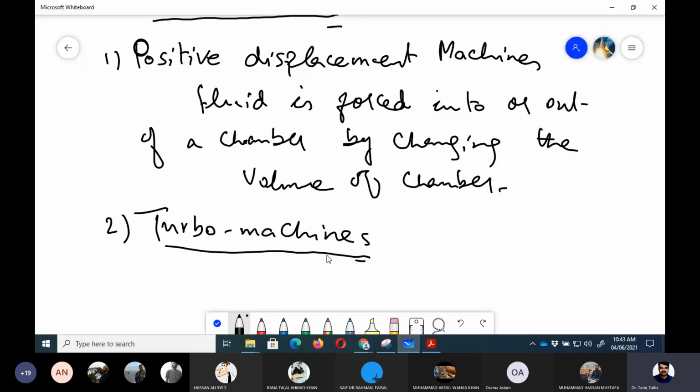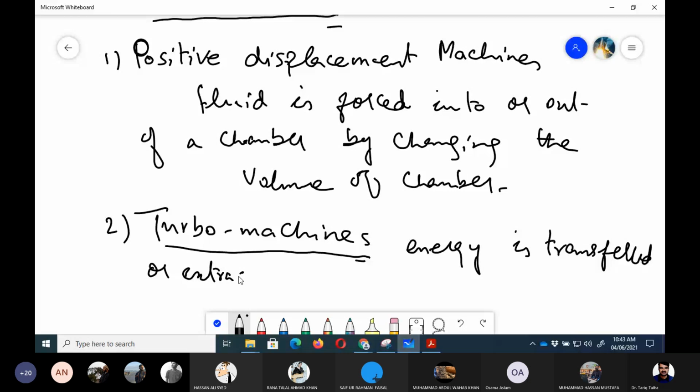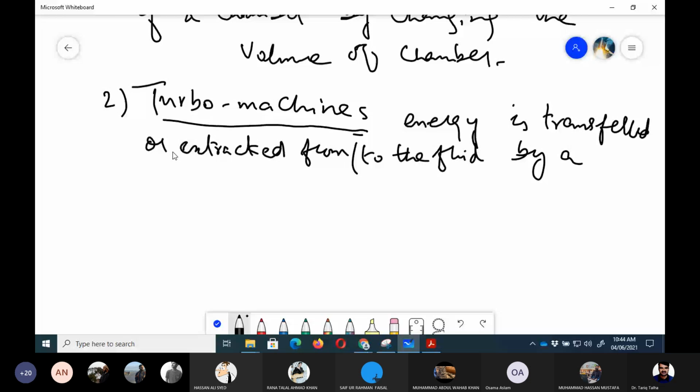So turbo machines are the machines in which energy is transferred or extracted from or to the fluid by a rotating component which is usually installed on a shaft, right?